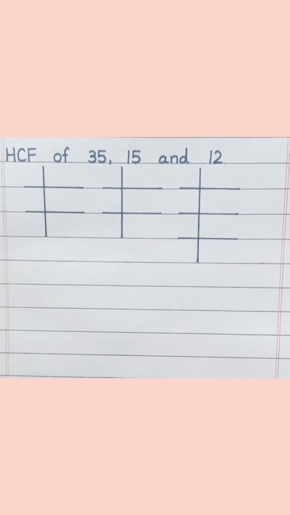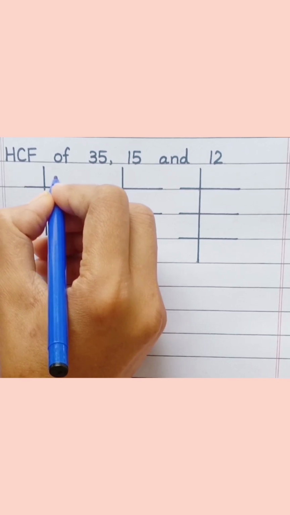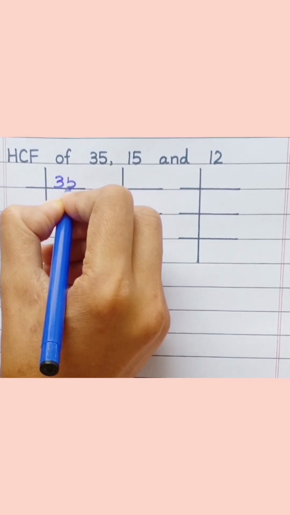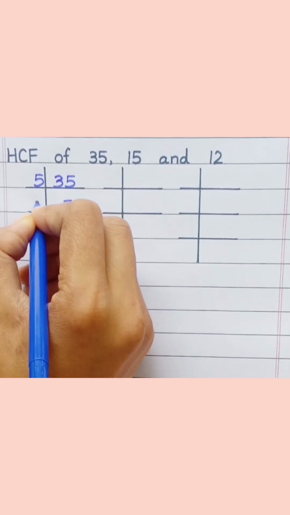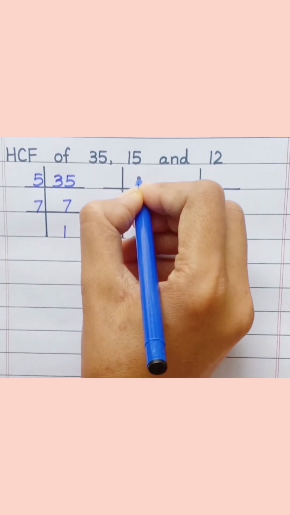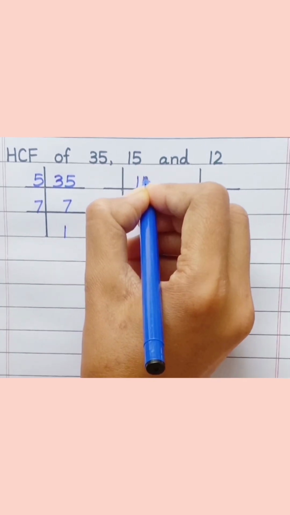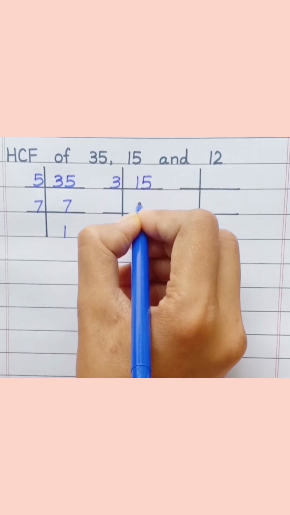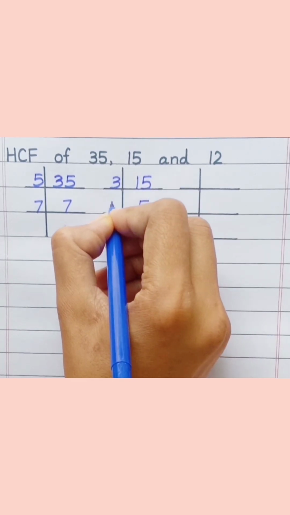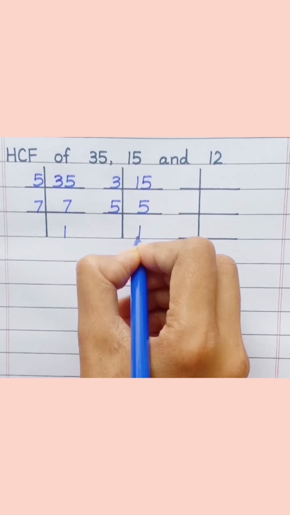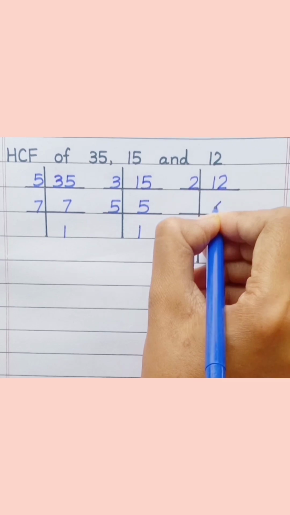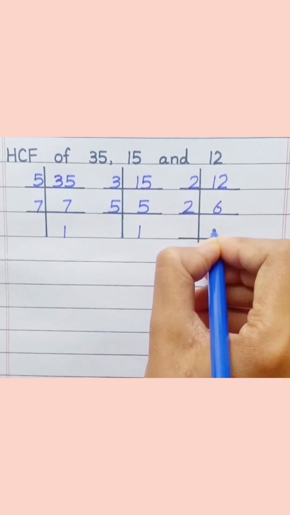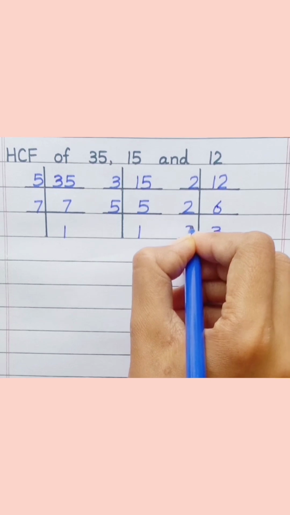HCF of 35, 15 and 12. 35: 5 sevens are 35. 7 ones are 7. 15: 3 fives are 15. 5 ones are 5. 12: 2 sixes are 12. 2 threes are 6. 3 ones are 3.